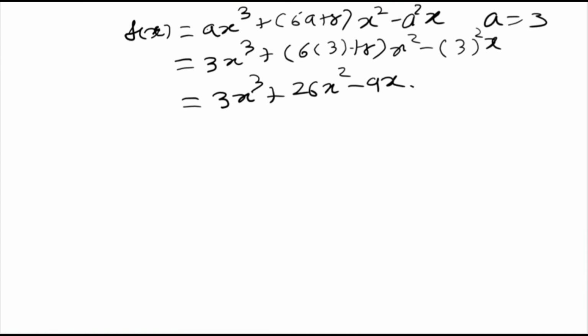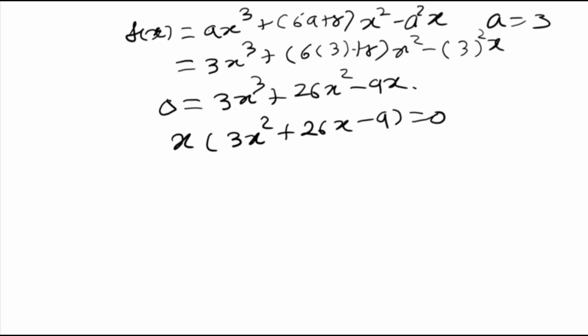Now to solve it equal to 0, I can write it down. To solve it, I have to take x as a common factor. So 3x squared plus 26x minus 9 equals 0. Now to solve this equation, we can use the quadratic formula. So my a is equal to 3, b is equal to 26 and c is equal to minus 9.